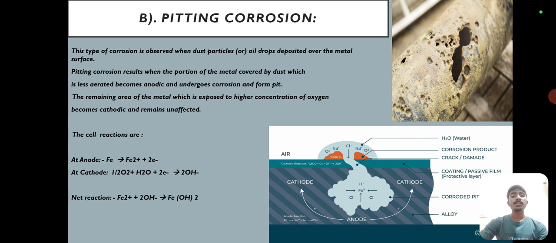The cell reactions are: at anode, Fe, that is iron, gives rise to Fe2+ plus 2 electrons. At cathode, half O2 plus H2O plus 2 electrons give rise to 2OH-. And the overall net reaction is Fe2+ plus 2OH- gives Fe(OH)2. This is the product of the rust.